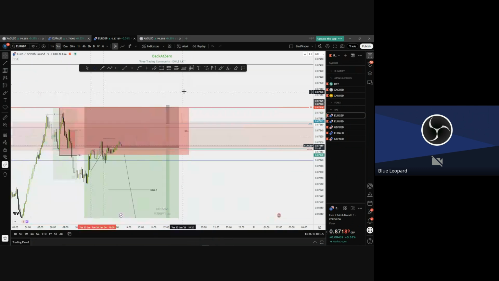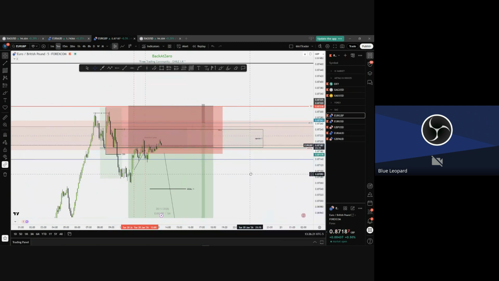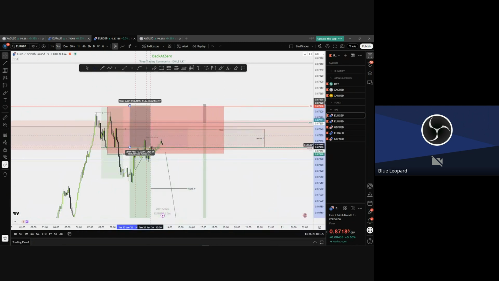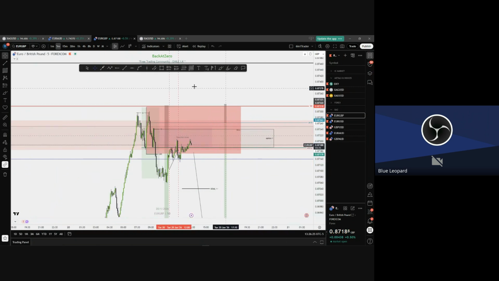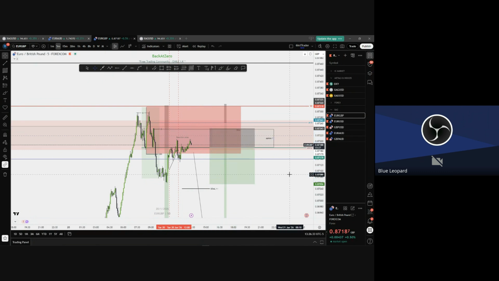Okay? So when I mark my M5 here, I will call it option 1. This is the option 1 to enter a sell. So if I'm here, I will take a sell like this on my option 1. It's my first option of entry. I can put my stop loss here, or I can put my stop loss here.